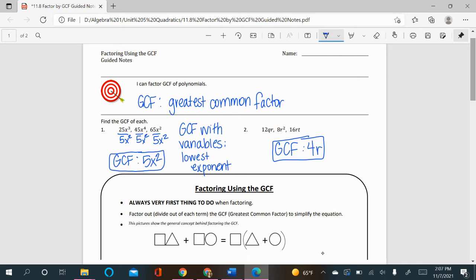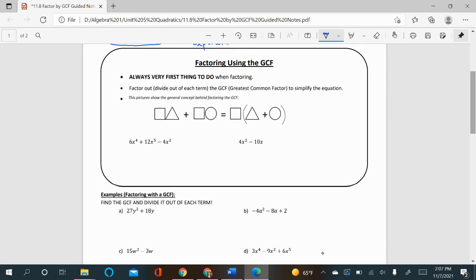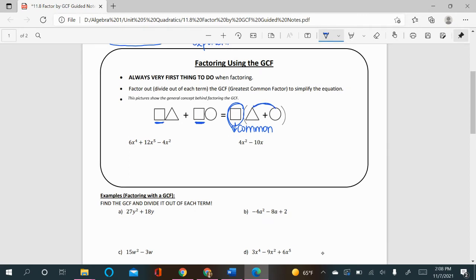So now when we're talking about factoring, let's look at it as a general of shapes for a second. So if I have a square and a triangle, and I'm multiplying those together, plus a square and a circle, the thing they have in common is the square. So they both have this in common. The thing that they have in common goes on the outside. So this is what they have in common. And then the two things that are left, like the triangle and the circle, what they do not have in common, will go back inside a parentheses.